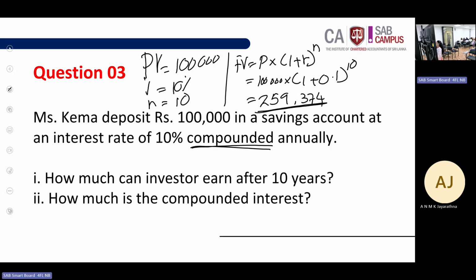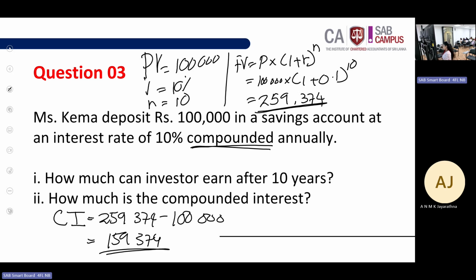259,374. Right. Question number 2 was, what would be the compounded interest? Actually, after 10 years you can have 259,374, but you have deposited only the 100,000. So the difference between these two balances is the interest actually. Accordingly, the compounded interest is 159,374.